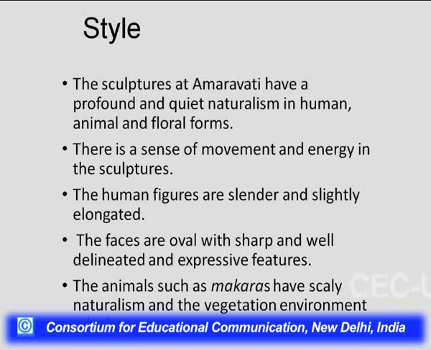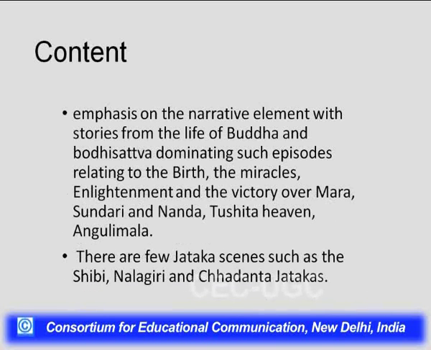Now, what we basically are noticing here in terms of style is that unlike the rounded contours of the body that we see at Mathura and before that at Sanchi, here the bodies are becoming elongated and the features from round are becoming oval, and this is a kind of a transition to classicism, which later gets manifest in Gupta as well as Vakataka art. Right?